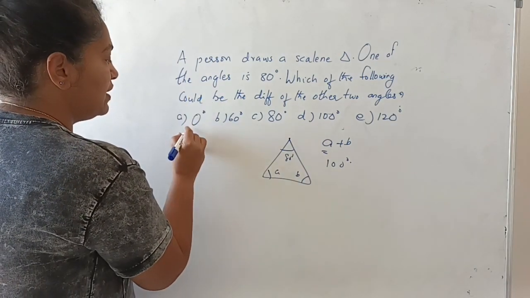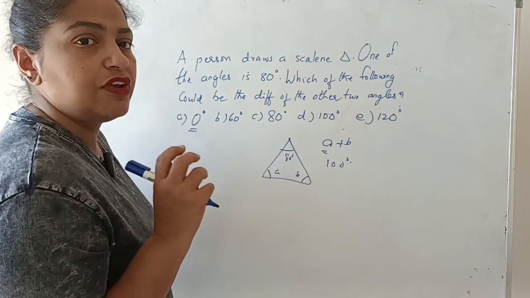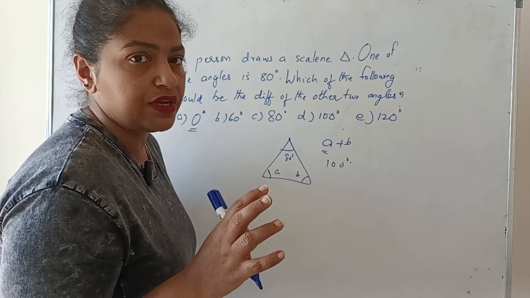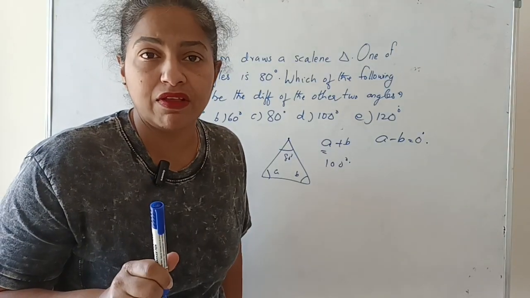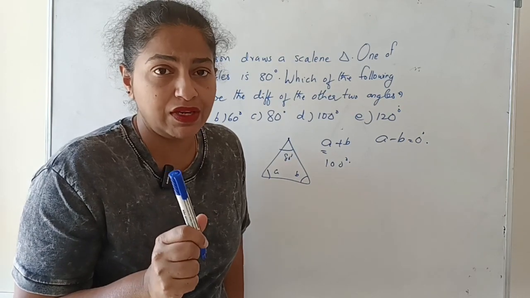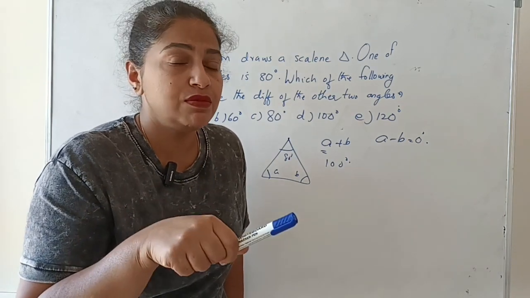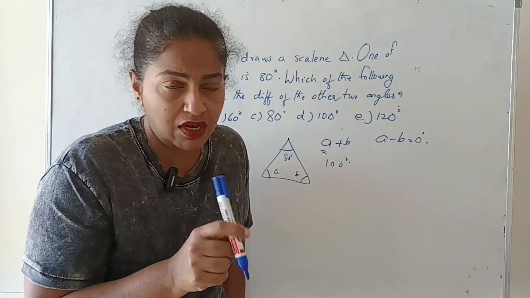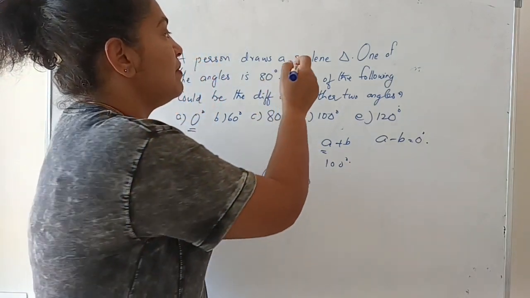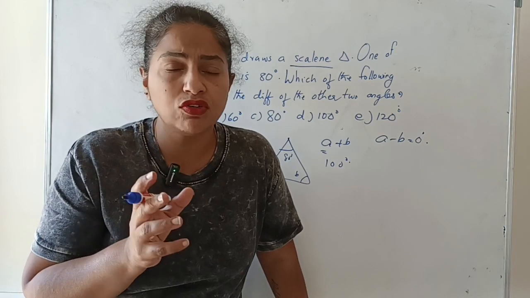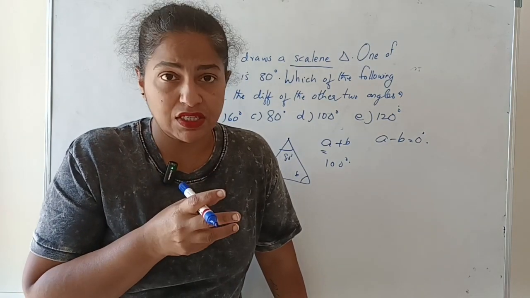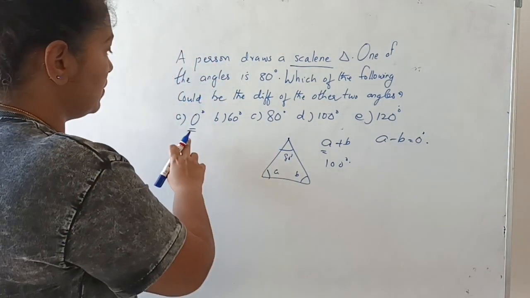Now let us look at option A. The difference of 2 angles cannot be 0 degrees. The reason being, A minus B cannot be 0 degrees, because if A minus B is 0 degrees, A should be equal to B, which means it becomes an isosceles triangle whose 2 sides are equal. But it is mentioned that it is a scalene triangle, so there are no sides which are equal to any other side. So the first option is ruled out.